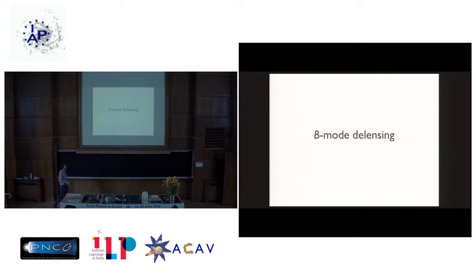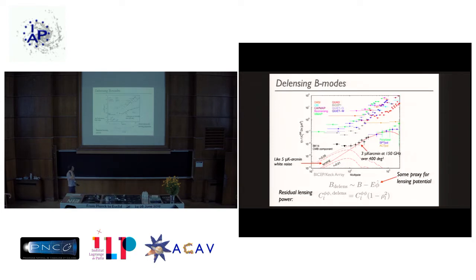Okay, so let me say a couple of slides about B-mode delensing. This is a plot John showed earlier. This is the B-mode power spectrum, with all the current upper limits, and then measurements from ground-based experiments. The thing to note is that the gravitational lensing signal from B-modes basically acts like additional white noise in your experiment. It acts like 5 microkelvin arcminute of additional noise on the sky.